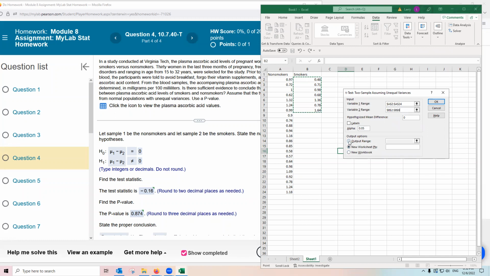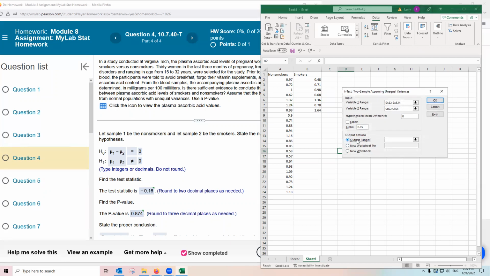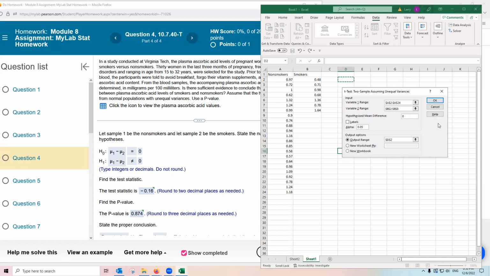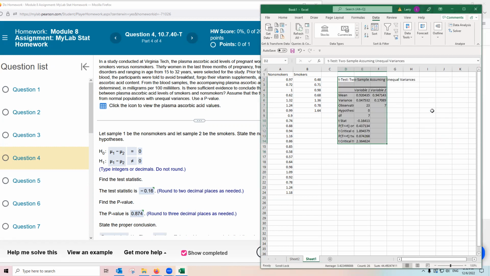I'm going to put this in a new work... No, you know what I'm going to do? I'm going to put it here in this spreadsheet right here. So I'm just going to click my mouse and say, put the data there. And here's the results. Let's take a look.